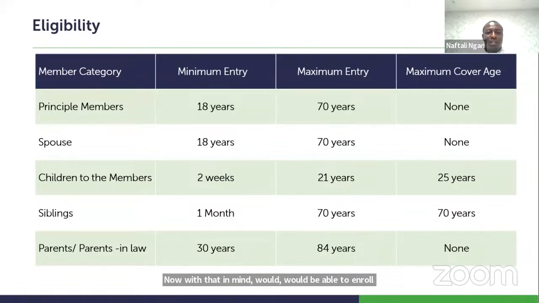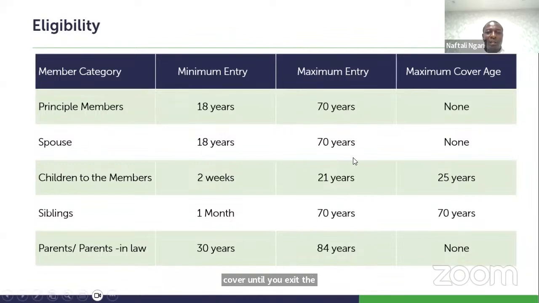For the principal members, the minimum entry age for you to enroll is 18 years, and the maximum entry age is 70 years. So you are able to join the circle at any point between 18 and 70, and we'll be able to cover you. However, after the age of 70, we will not be able to provide cover for you in this case. So after you join the scheme, you will be retained on cover until you exit the scheme. There is no maximum cover age for principal members.